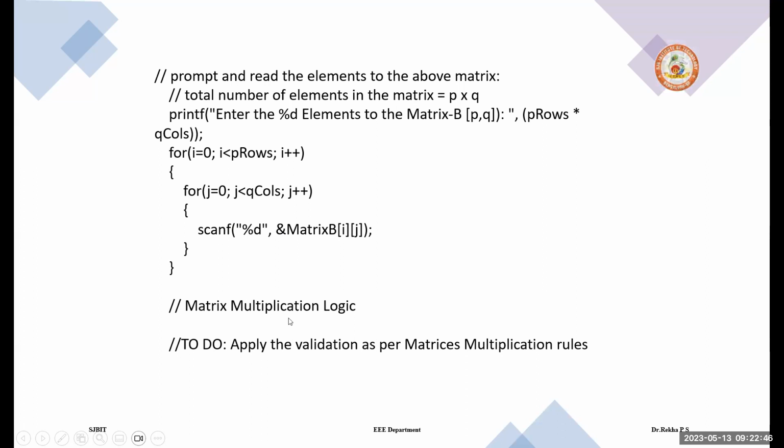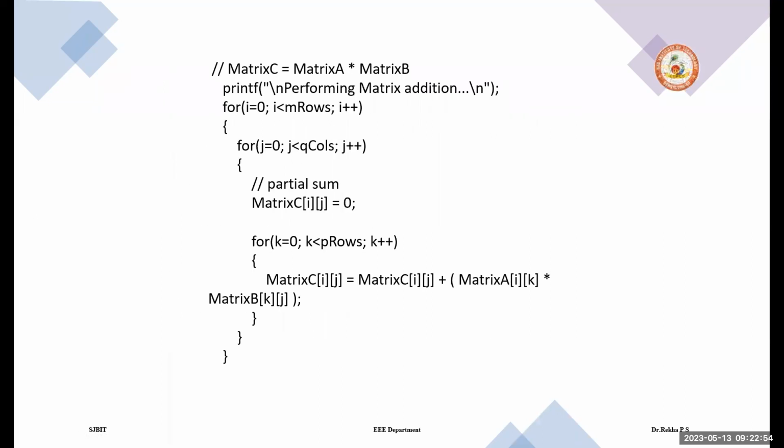Again, next is the matrix multiplication logic. How to apply the validation as per the matrix multiplication rules. So matrix A into matrix B is equal to matrix C. The answer will be stored in matrix C. So performing the matrix multiplication, how do you do this?